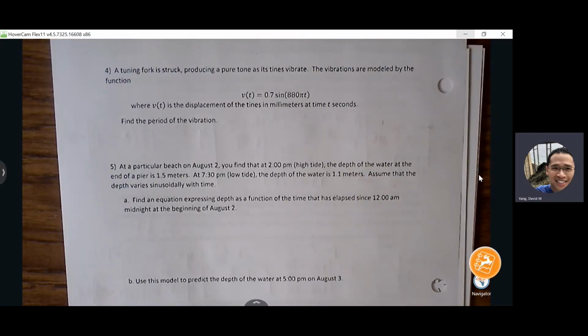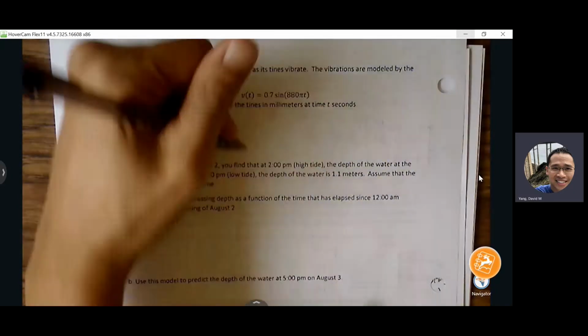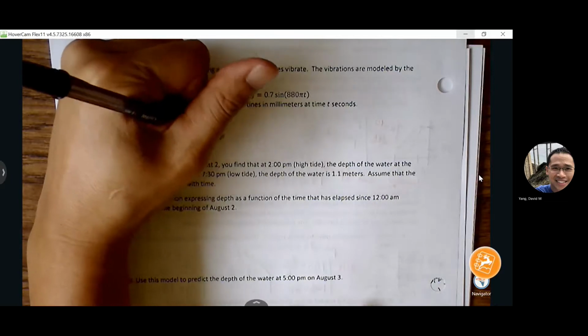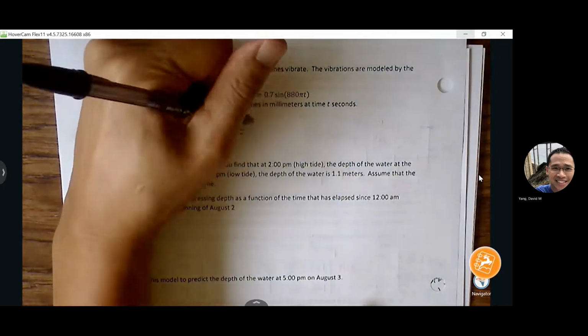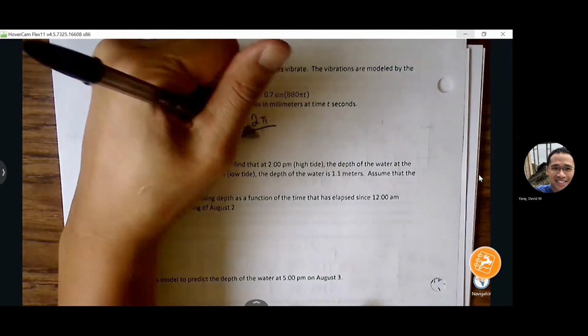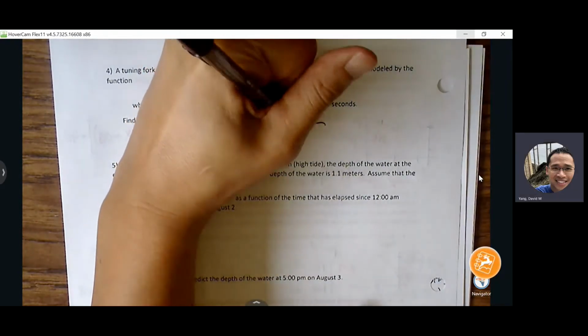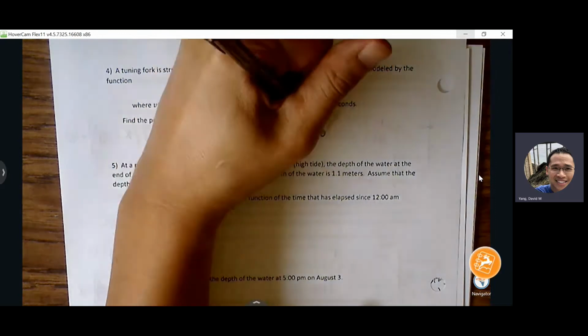Okay, number 4, tuning fork. Radians. Yeah, radians. Find the period of the vibration. Period is just 2 pi over b. So 1/440th of a second.